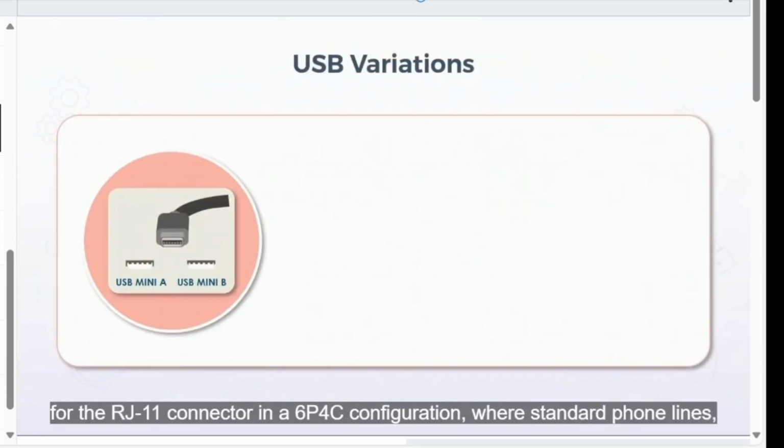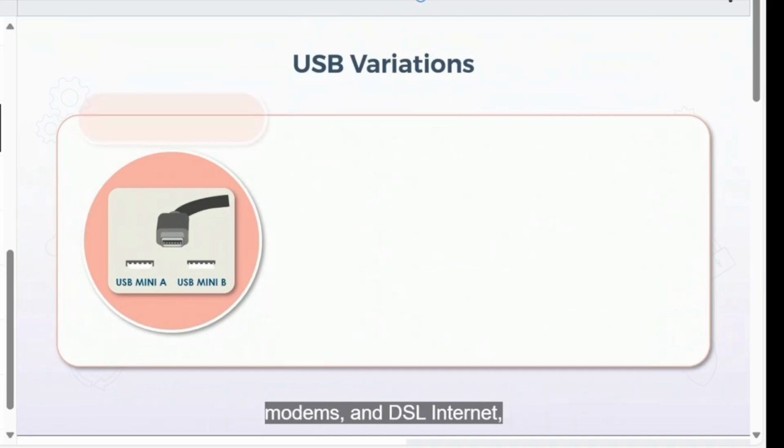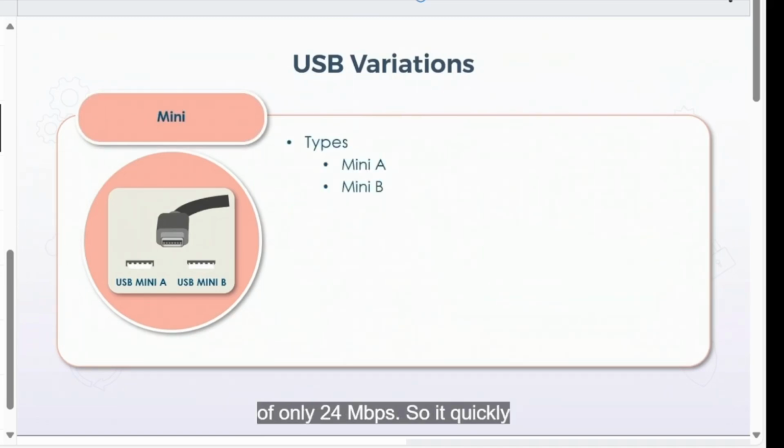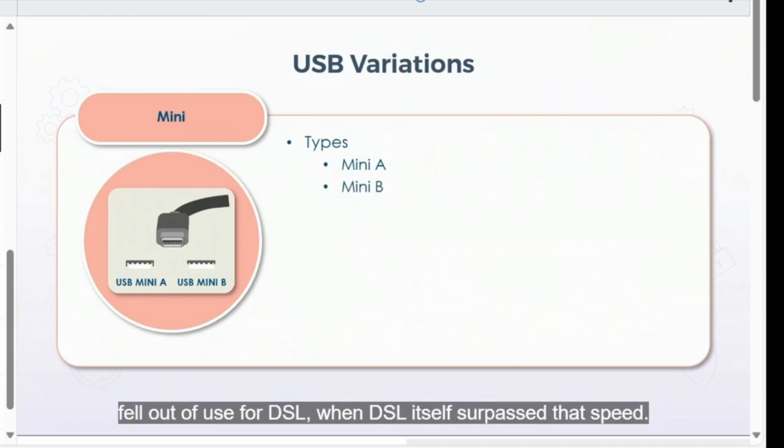Now, there were some smaller implementations of these connectors that initially were introduced with USB version 2, known as the Mini. And once again, we have 2 different types. There is the Mini A and the Mini B. And the same applies. The A end connected to the computer, while the B end connected to the device.